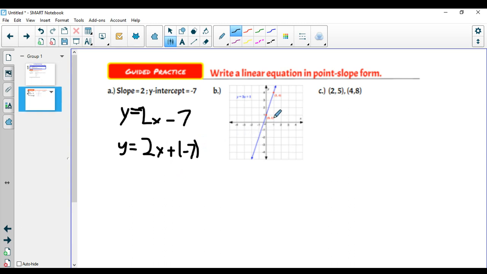Okay? All right, now that we have gone over A and we can see that our answer is that, I would like you to try B. So for B, go ahead and pause and try. The 2 points that are highlighted are (0, 1) and (1, 4). But you can see the line. So go ahead and work on B, pause the video, and then play it when you're done.